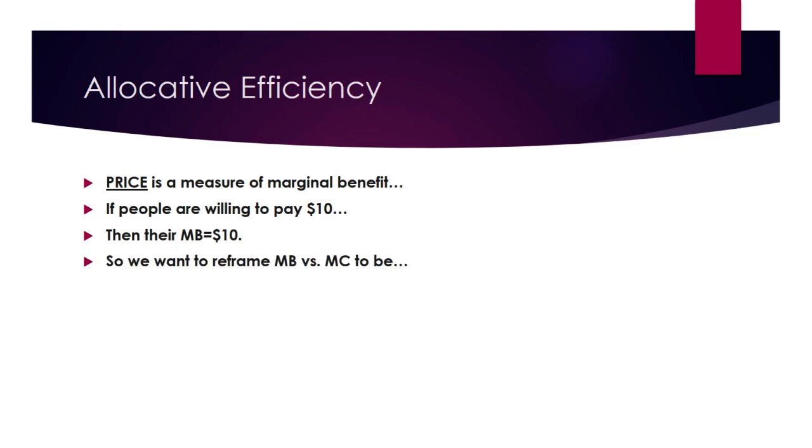So we need to reframe marginal benefit versus marginal cost. Instead of marginal benefit, we're going to look at price versus marginal cost. So all we've done is reinterpreted the rule of optimality to be price versus marginal cost, whereas before it was marginal benefit versus marginal cost. But it's still basically a rule of optimality, right?